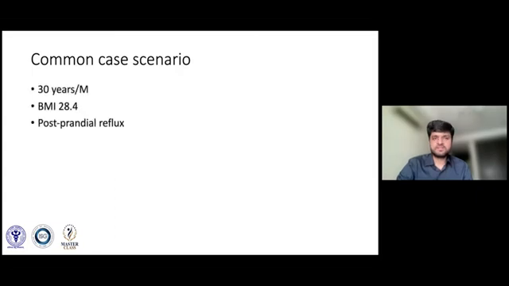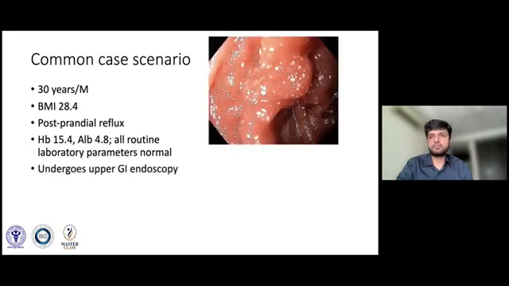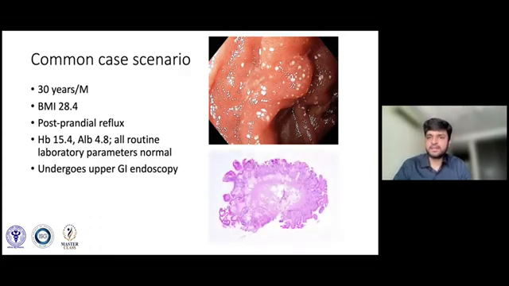So this is a common case scenario. A patient comes to you, he is otherwise well, has a normal BMI, has only some reflux, and all the routine lab parameters are normal. You perform an upper GI endoscopy and you find this. You find multiple whitish spots in the duodenum and you take a biopsy, and the biopsy reveals findings suggestive of lymphangiectasia. Now, what do you do next?